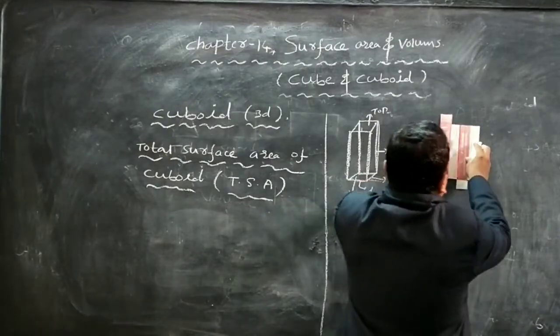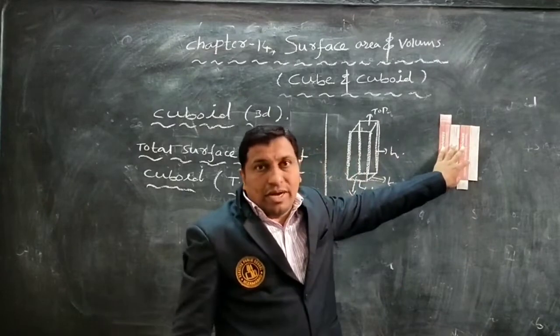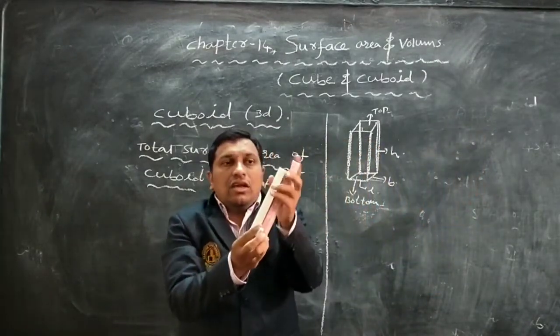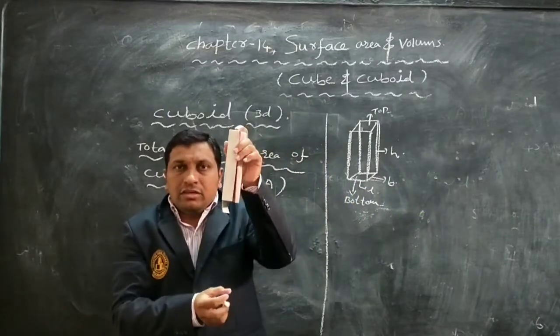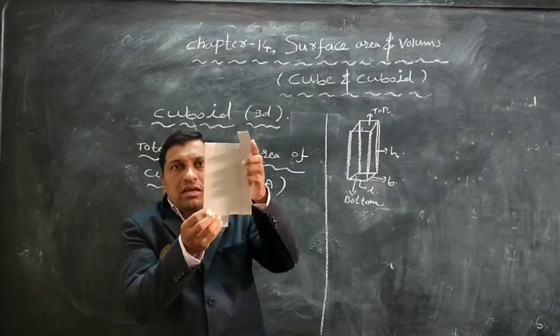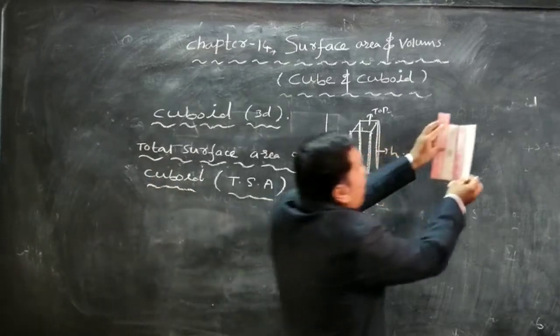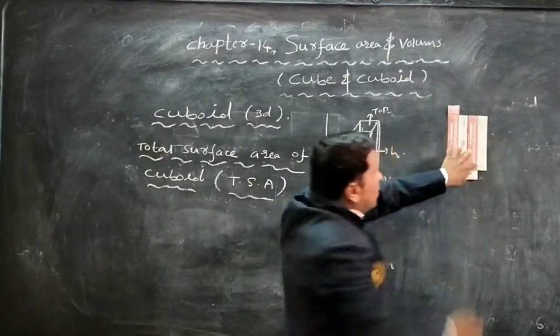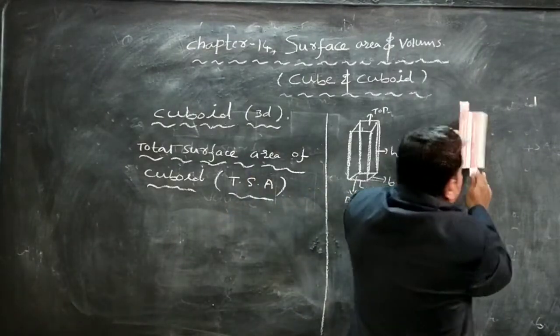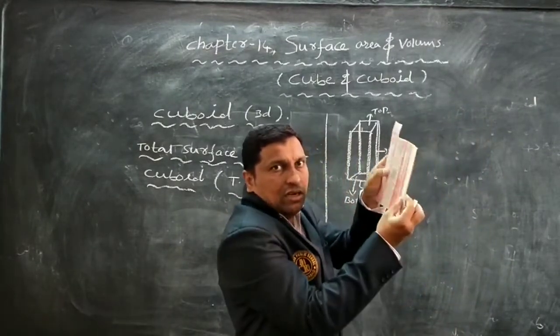This is actually the open format of this cuboid. Understood? How to open the format? This is a cuboid box, and I cut any side of this corner. What will happen? This is the open form of a cuboid. Open means we have to draw this structure. Understood?